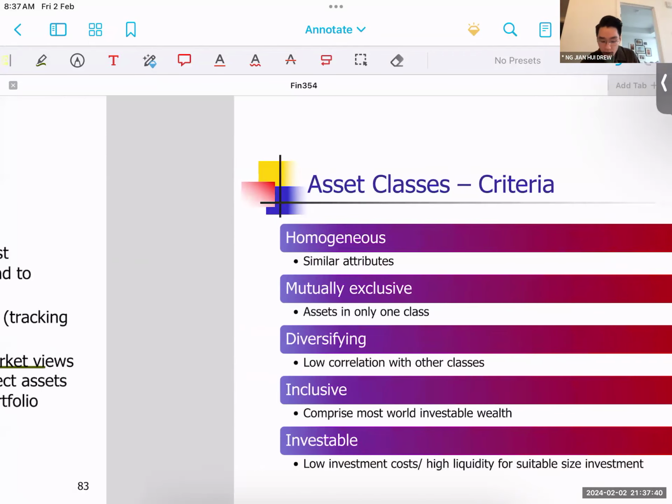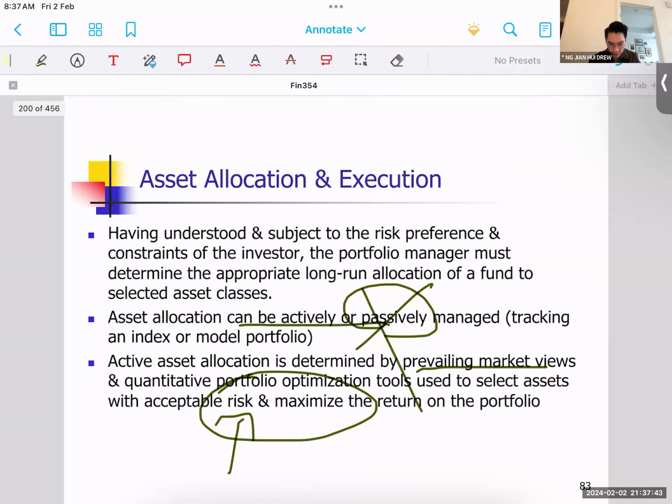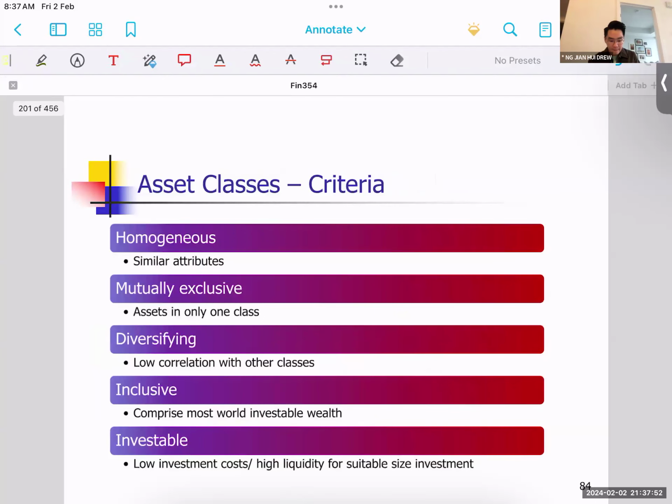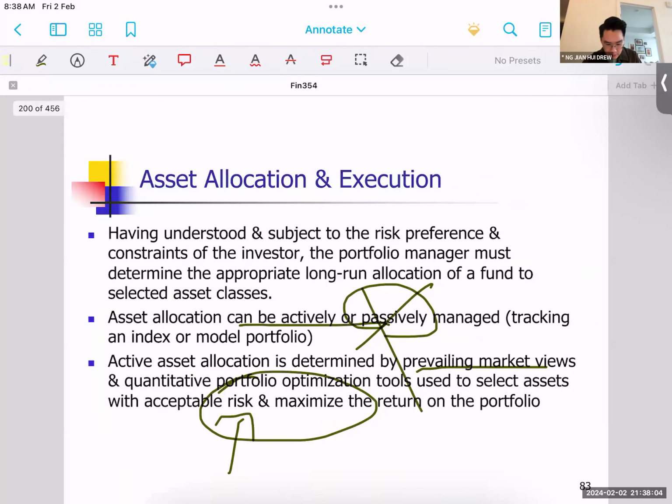What is model portfolio? Where do you see model portfolio? Sorry, do you think you can clarify where is this? What is model? Where is the model portfolio? Let me see. Okay, this one. Okay, I saw the model portfolio.